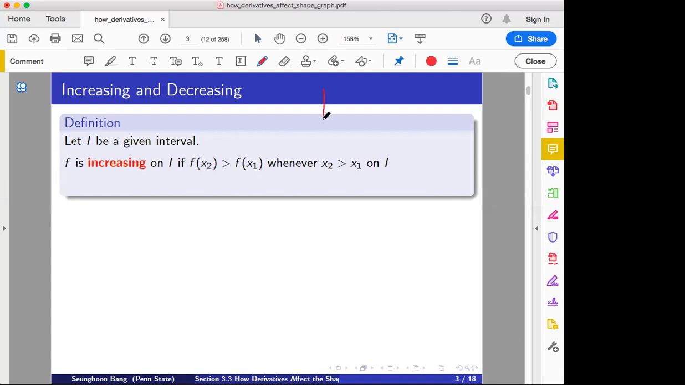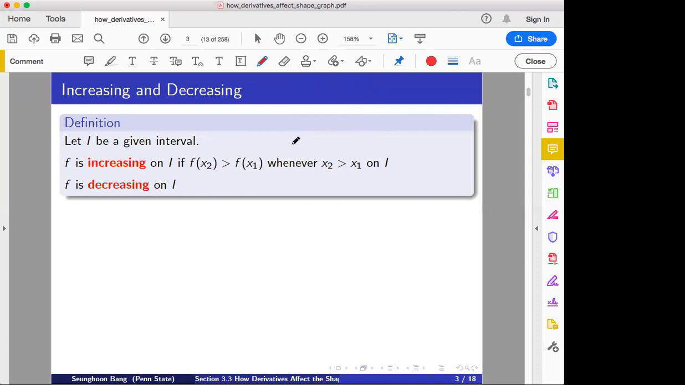Here, the graph is like this. You can choose 2 points. This is x1. This is x2. The x2 is greater than x1. What are the corresponding function values f of x1 and f of x2? This is f of x1, and this one is f of x2. What happens? f of x2 is greater than f of x1. So this is what we call increasing.